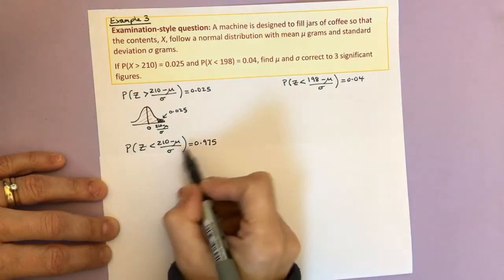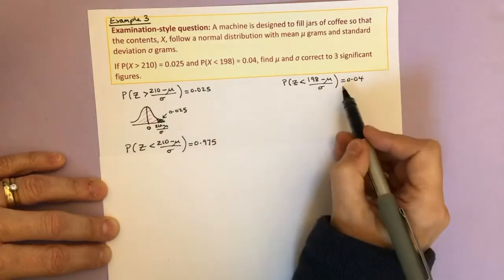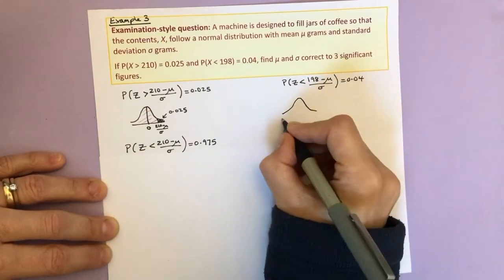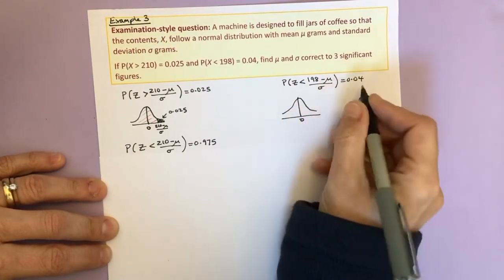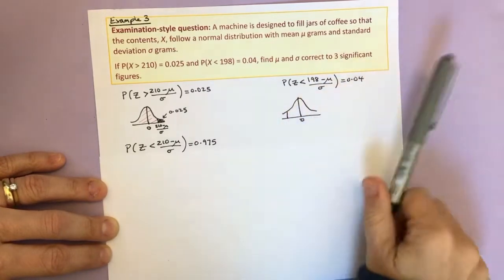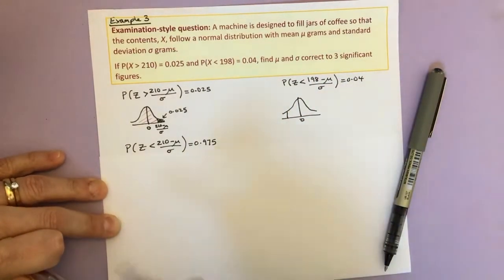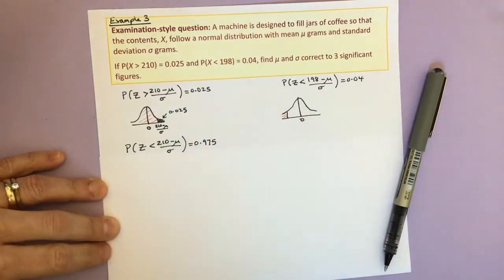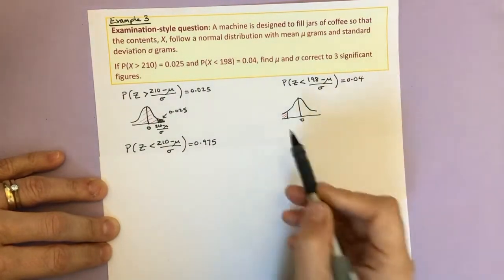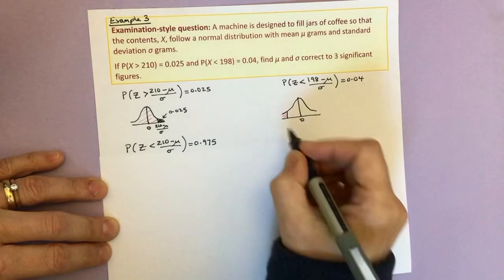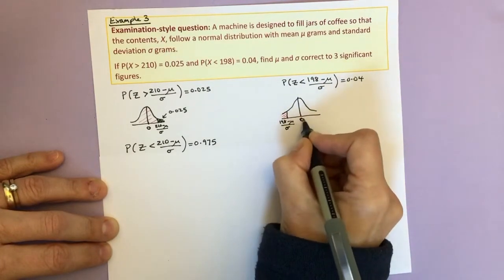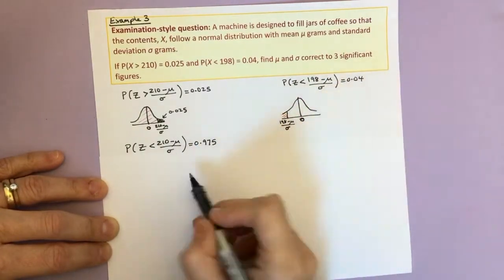We're going to look this up on our calculators, and then on this side, this is already a less than. It's only 4%, so it's going to be down here. So I'm going to be expecting a negative value here, actually. That's okay. So let's do these two on our calculator.